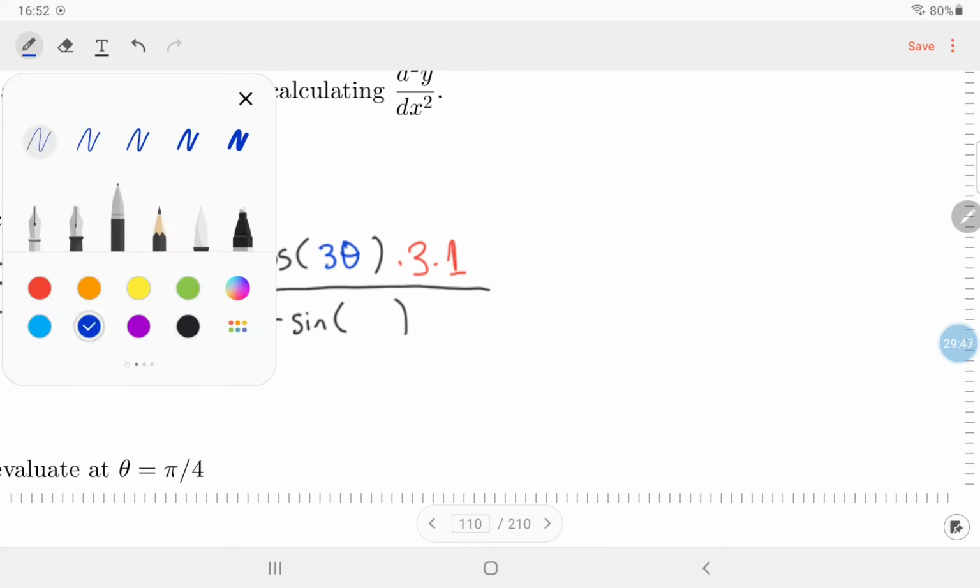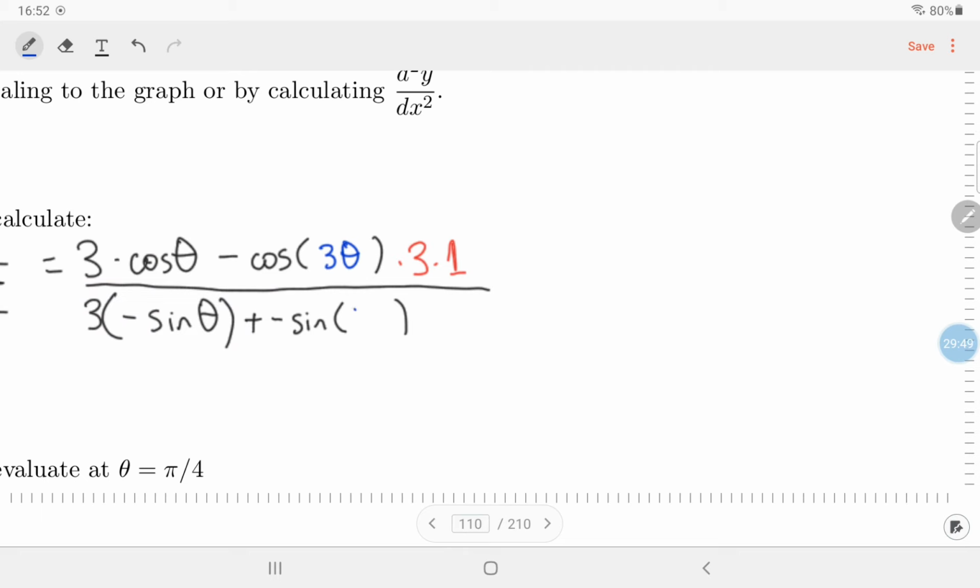Then the chain rule says evaluate at the inside. The inside is 3 theta. But then you must multiply by the derivative of what's inside, and the derivative of 3 theta with respect to theta: fix the 3, and the derivative of theta with respect to theta is 1. And now we're just going to tidy this up.